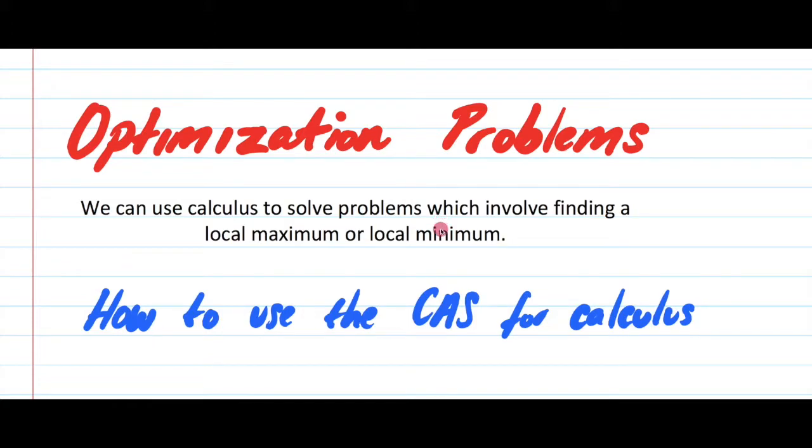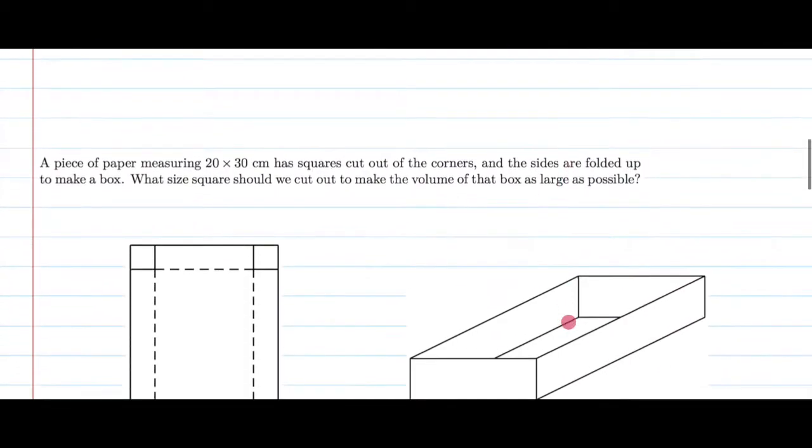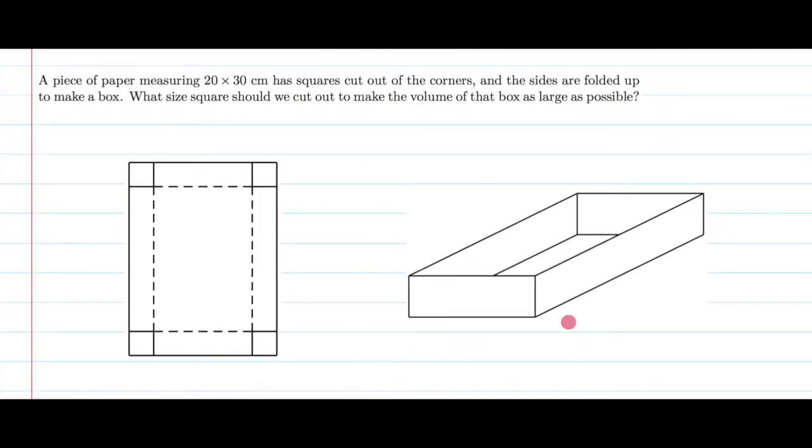Hello class. In this lesson, what we're going to be talking about is optimization problems. So this is when we use calculus to solve problems which involve finding a local maximum or a local minimum. And in this video, I'm also going to be showing you how to use your CAS calculator to do calculus. So with all that being said, let's get straight into our very first question right here, which is asking us the following.